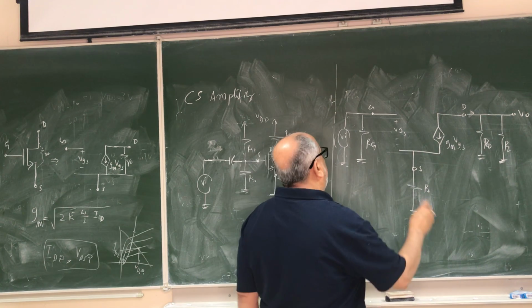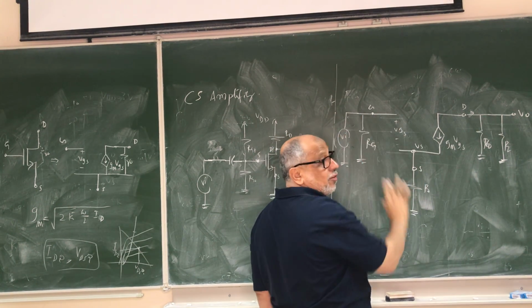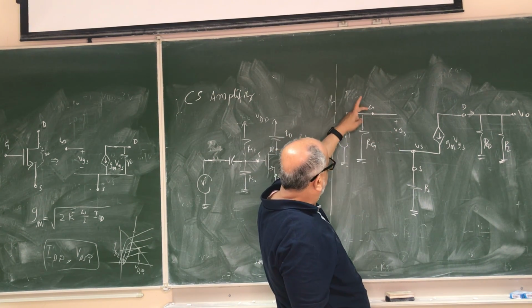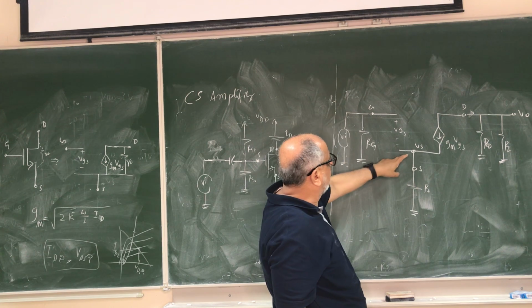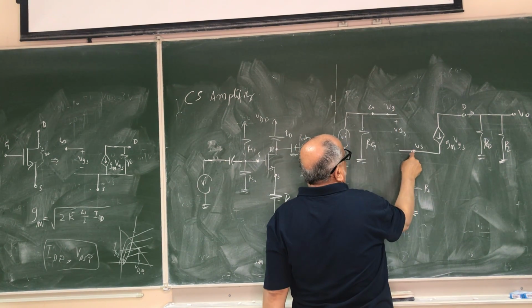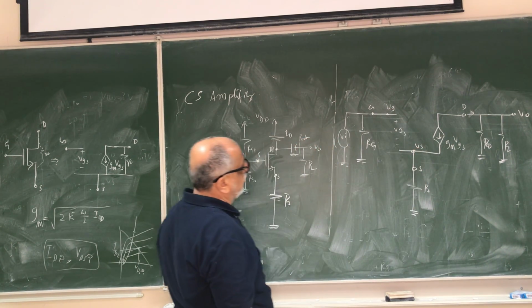Now here you have to be careful, because VGS is not VI anymore. VGS is the gate potential minus the source potential. So if we call this point VG, then this point is VS. VGS will be this minus this. So this is very important.